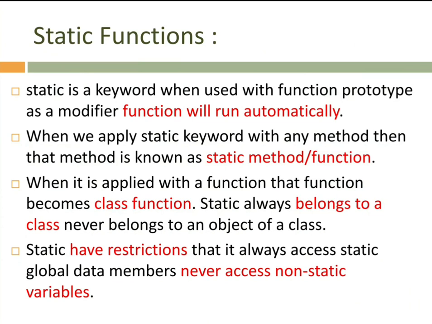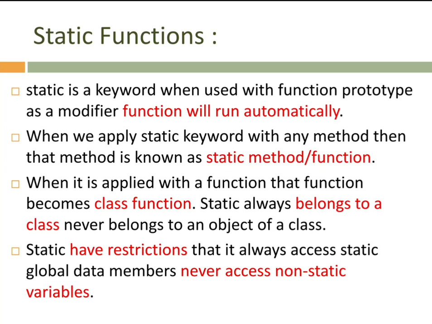See, if I am writing static in front of a function, that is, in the prototype of a function, then see what happens. Static is a keyword that, when used with the function prototype as a modifier, makes the function run automatically. It is shown in front of us so that we can click on it and the function will be executed. In the second point, when we apply a static keyword with any method, then that method is known as a static method. Means when we are using the static keyword with a function, it is a static function. If I am not using the static keyword with a function, then it is a non-static function.